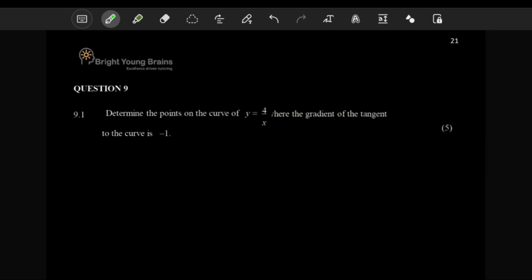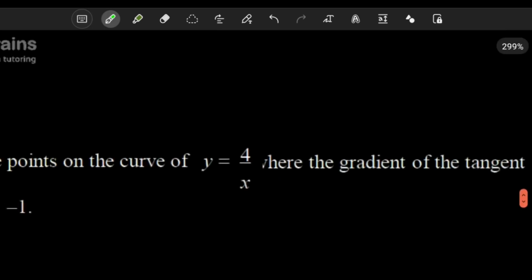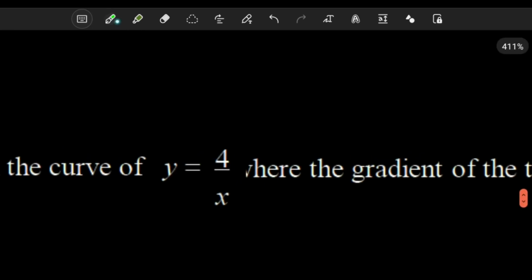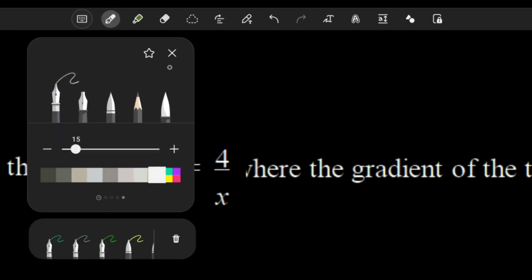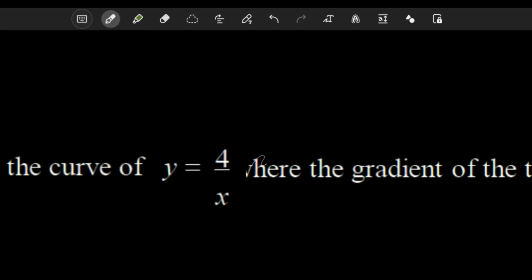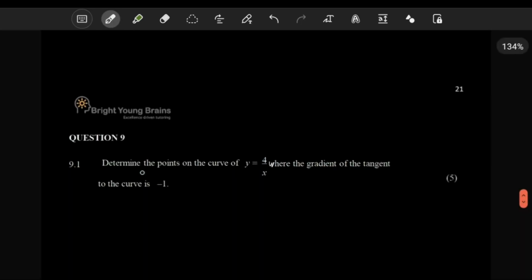Okay, question number 9. Let us dive right into it. Determine the points of the curve of this. I think it's supposed to say where here. Let me just fix it quickly. There we go. Determine the points on the curve.